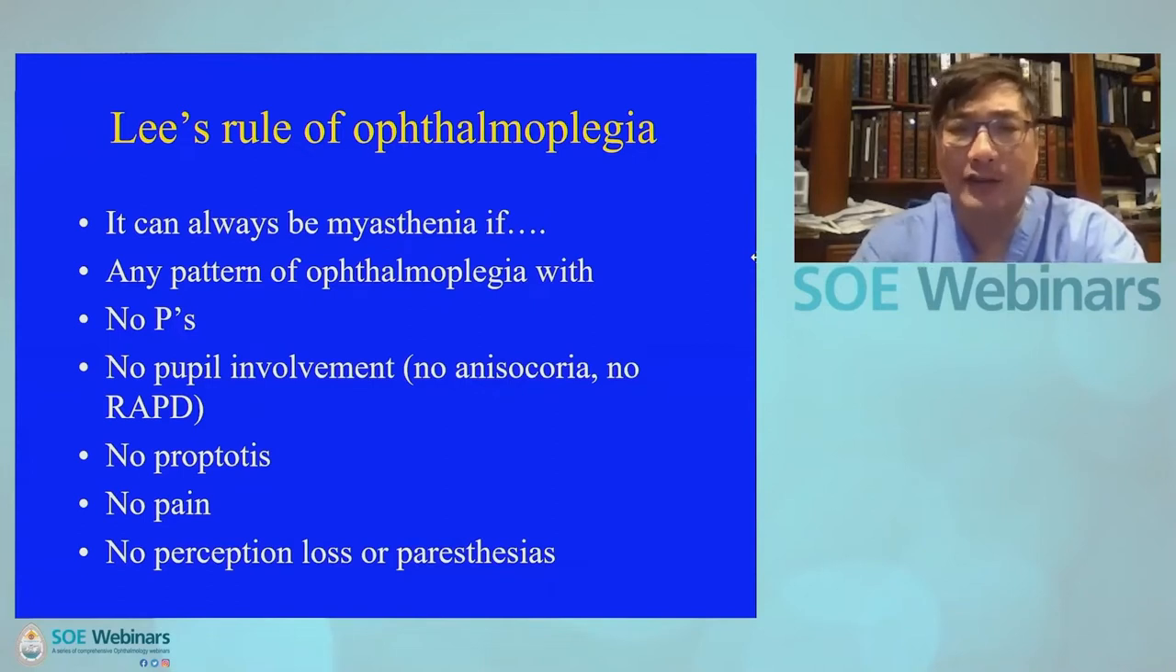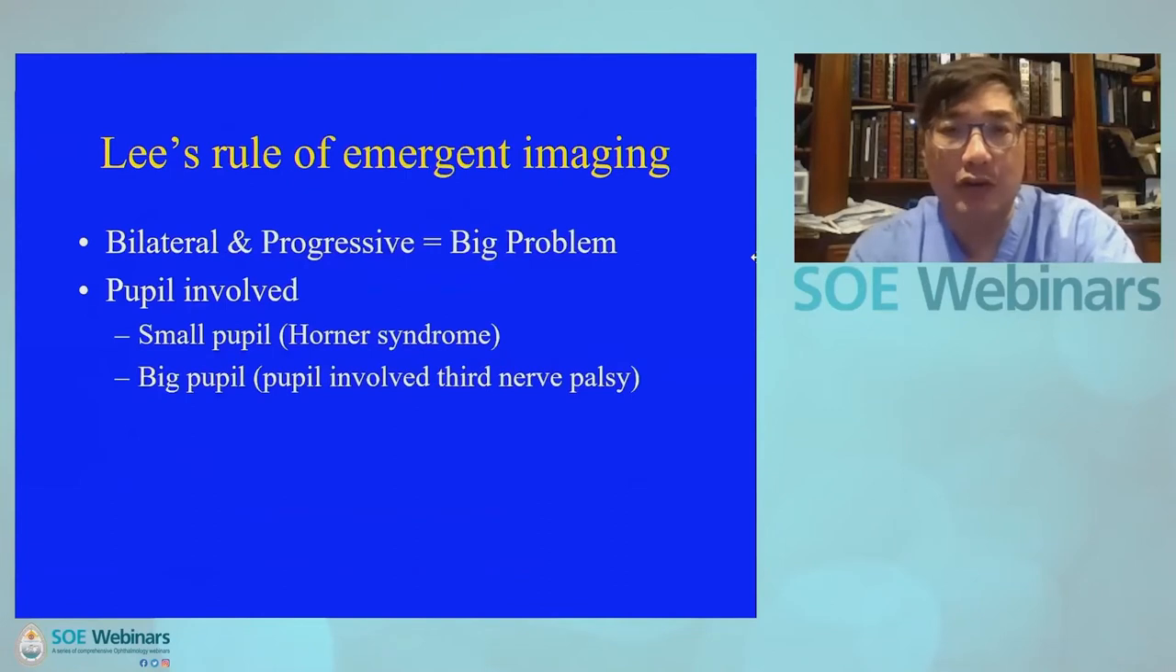Before you make the diagnosis of myasthenia in any pattern of ophthalmoplegia, even if it looks like a standard 6th or 3rd, you must make sure there are no P's. The P's are no pupil involvement, no proptosis, no pain, and no loss of perception or paresthesia. The reverse is also true. If you find any of these P's, pain, pupil involvement, proptosis, perception loss, that's the RAPD on the afferent side, or paresthesia, you really should think that's a dire diplopia. So Lee's P's equals A, not myasthenia, but B, it's something bad and you should work it up.